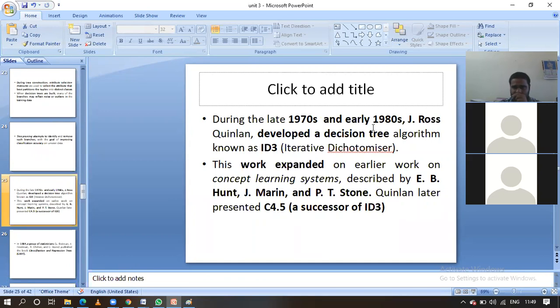Okay, that is, some of the scientists, Hunt, Marin, and Stone, developed the extension of ID3, that is C4.5. This is the successor of ID3, guys. When the extension work is added to ID3, we get C4.5. This is also one type of decision tree, guys, developed by a group of scientists.